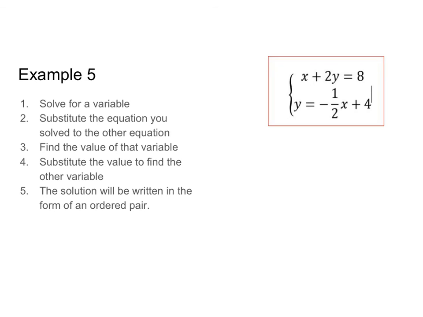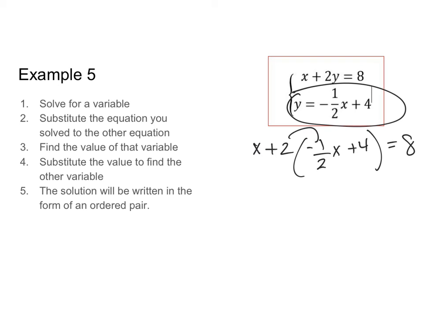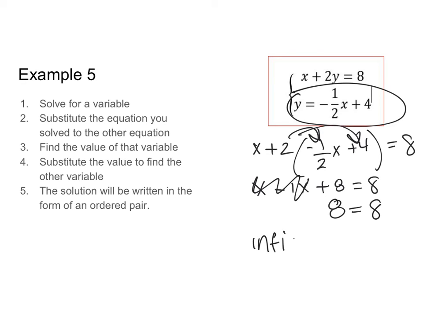In this example, we have x plus 2y is equal to 8 and y is equal to negative 1/2 x plus 4. Same as last time, it's already solved in the second equation, so I'm going to plug it into the first one. So now I have x plus 2 times negative 1/2 x plus 4 should equal 8. Using my distributive property, I get x minus 1x plus 8 equals 8. Well, on the left it cancels out. Well, 8 does equal 8, so we have infinite solutions.